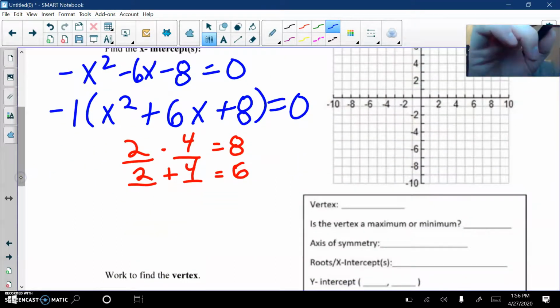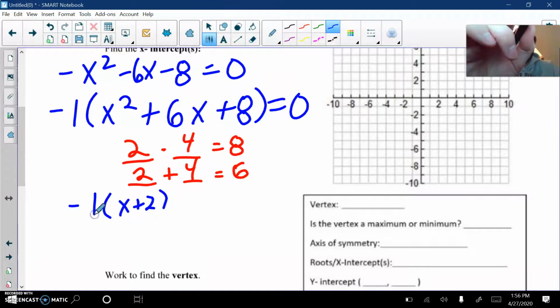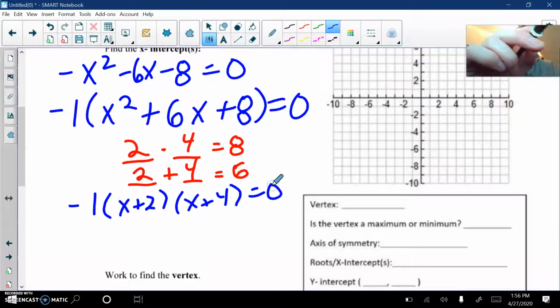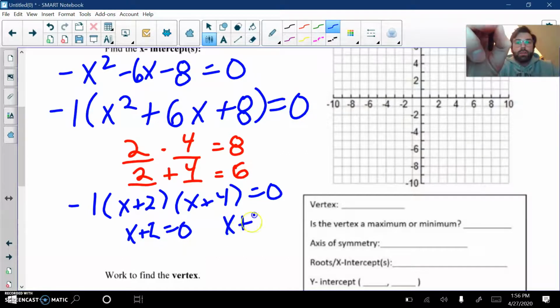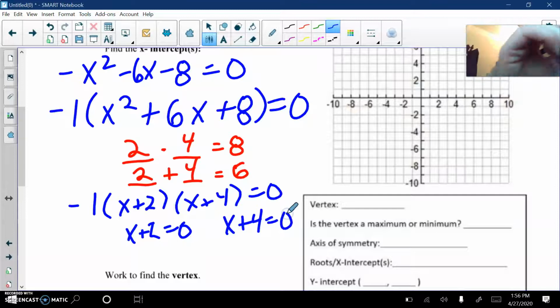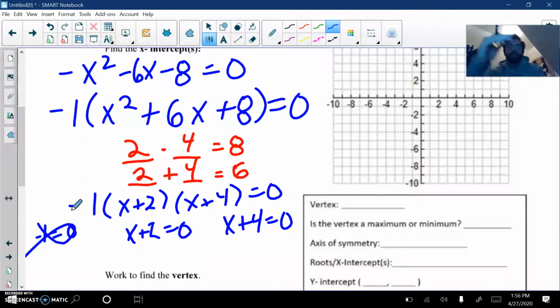Here we go. This becomes x plus 2, -1 comes down, x plus 4, and that's equal to 0. Set each factor equal to 0 and solve. Now, a common question, do I set the -1 equal to 0? If I set -1 equal to 0, is that true? No, it is not a true statement. The only time we'll have to do this is if there's an x there. If there's a variable there, then you'll have to do it, but in this case, there isn't.